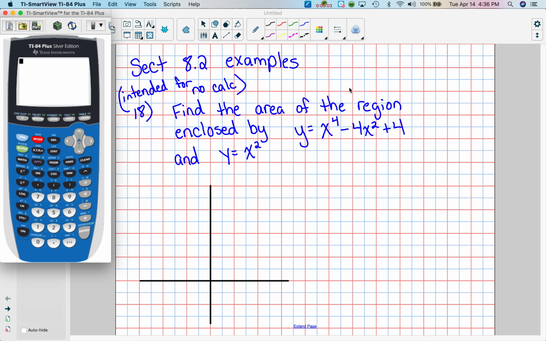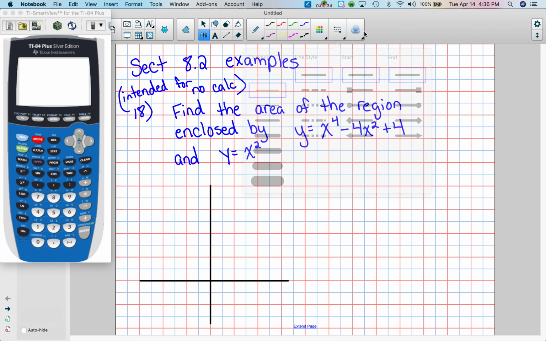Well, I thought I would do a few more examples from section 8.2 before you work on that assignment. This first one, number 18, is actually intended to not use a calculator. We're going to go ahead and use one anyway to create our graph. Our goal here is to understand the concept of how you find the area between two curves and to be able to set up the integral. That's really what I want to focus on in this section.